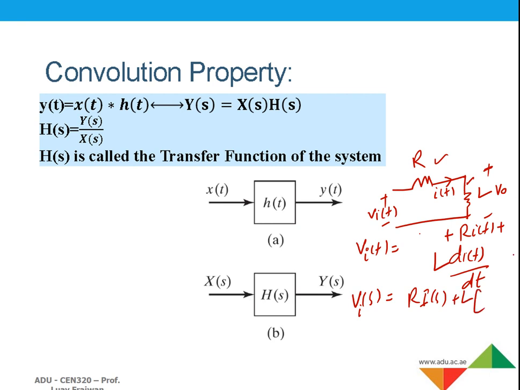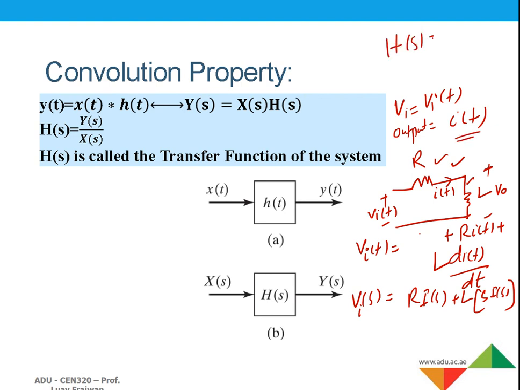So what is the property of differentiation? S times I of s, right? So in this example we are assuming that our input is this signal and our output is the current. Okay, not this voltage drop, this output is the current.